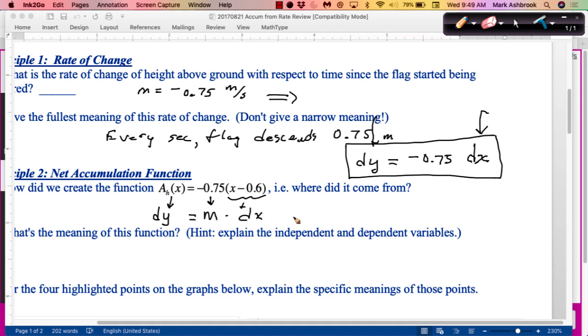This is the variation of time starting from 0.6 seconds since the flag started being lowered. So this is a particular dx where after 0.6 seconds, it's like, okay, start the clock. That's our dx from there, the change since 0.6 seconds. All right, so this function came from dy equals m dx. We got our function notation, super important. You'll be reviewing that in recitation. And then this represents dx. So then we graph the rate of change and this function.